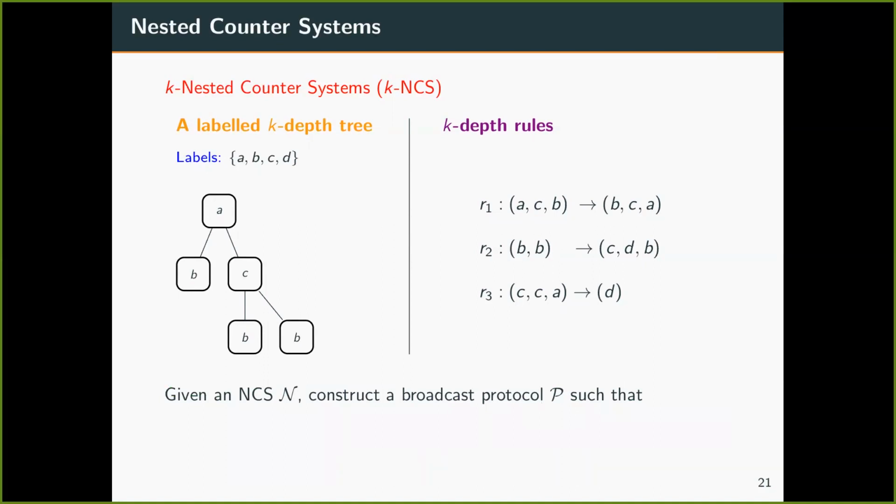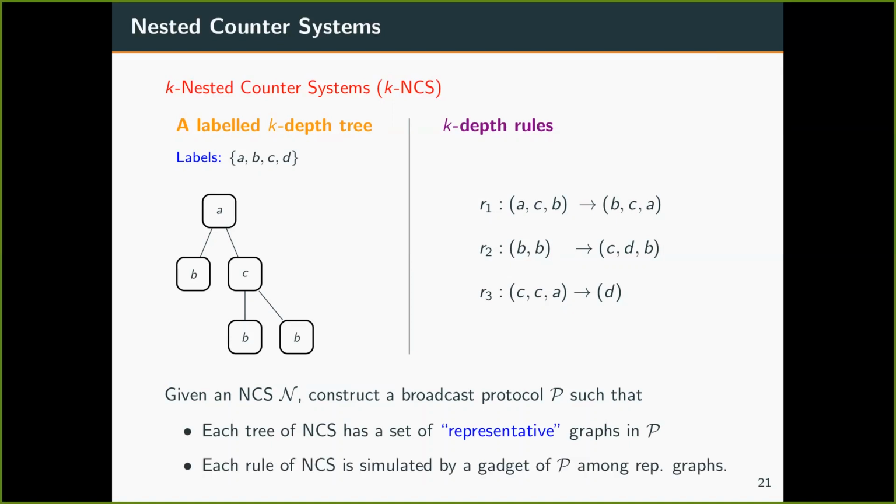So the high level idea is that given an NCS n, we will construct a broadcast protocol P such that each tree of this NCS has a set of what we call representative graphs in P. Okay, and then we make sure that each rule of this NCS is simulated by a suitable gadget of P among the representative graphs in P. Okay, so this is the high level idea, and we will now proceed to sketch the reduction behind this idea.